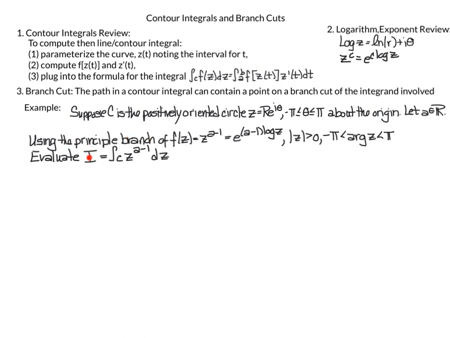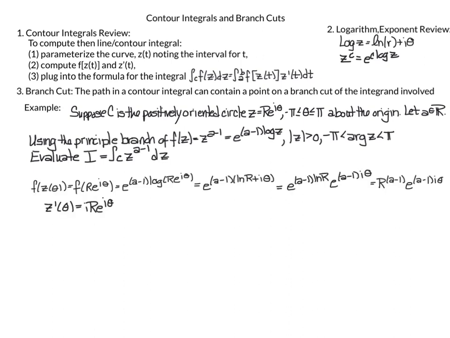So we want to evaluate the integral over c. Where is our c? C is that circle, of z to the a minus 1 dz. So this is our function that we're integrating. The first step is to parameterize our curve, z of t, noting the interval. And that has already been done for us. So it's z equals r e to the i theta, theta going between negative pi and pi. So the first step is done for us.